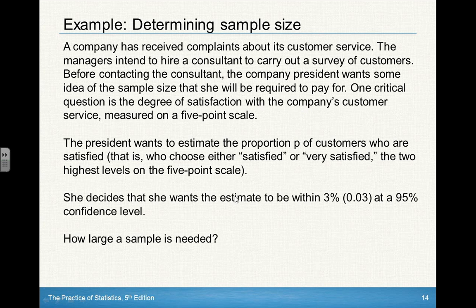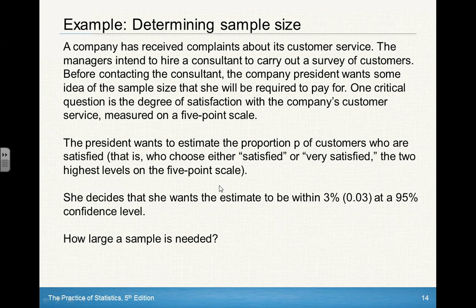The company president wants to know if you were satisfied or very satisfied. Otherwise, they've got some issues, and she would like it to be within 3 percentage points at the 95% confidence interval. In other words, I want to be 95% confident that the true proportion of people who really like them is between this and this, and we want this and this to have a margin of error of 3 percentage points. So how big of a sample do I need?